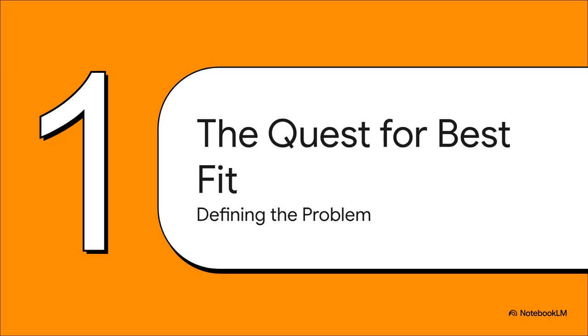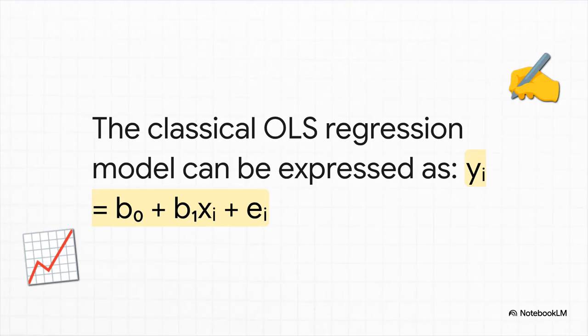So let's dive in. This brings us to the first part of our story, formally setting up this quest for the best fit line. All right, let's start simple. Let's say we have just one independent variable. We'll call it x, and we're trying to use it to predict some dependent variable, y. The equation for any straight line is y equals b0 plus b1 times x.